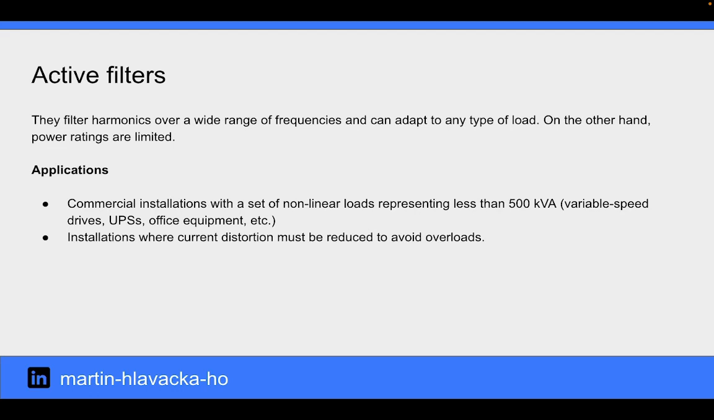Active filters filter out harmonics over a wide range of frequencies and can be adapted to any type of load. On the other hand, the power ratings are limited. Typical applications are commercial installations with a set of nonlinear loads representing less than 500 kVA, and installations where current distortion must be reduced to avoid overloads.